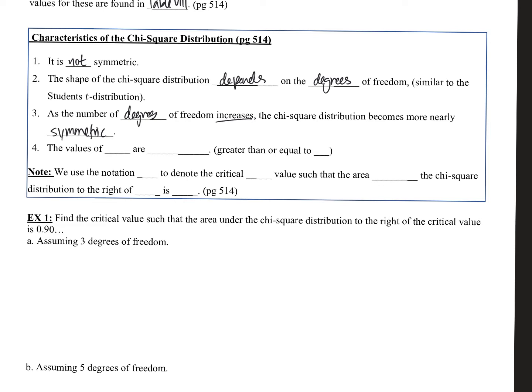And 4, the values of chi-squared are non-negative, or greater than or equal to 0 is another way of looking at it. So note, we use the notation chi-squared alpha to denote the critical value such that the area under the chi-square distribution to the right of chi-squared alpha is alpha.